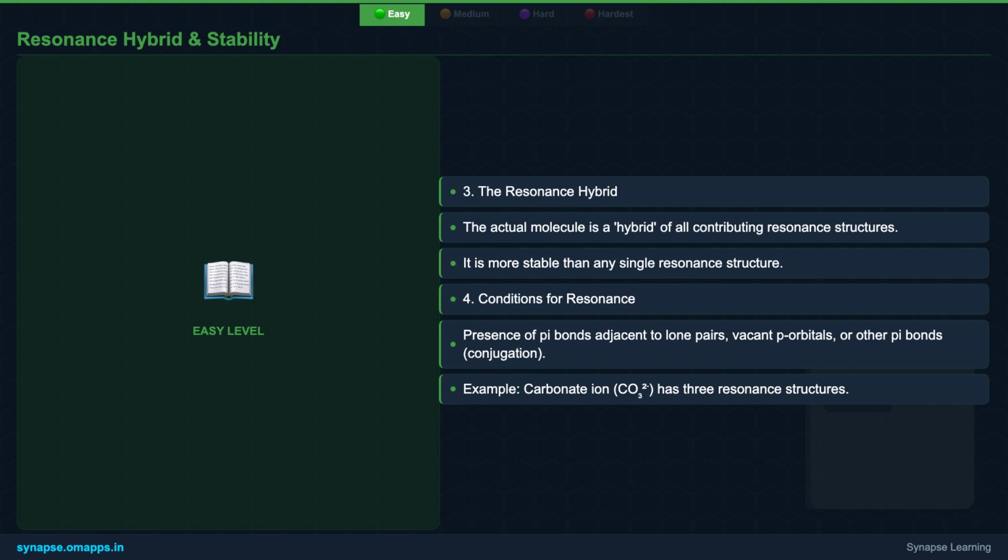For resonance to occur, you need a conjugated system, meaning alternating single and multiple bonds, or a pi bond next to a lone pair or an empty orbital. Take the carbonate ion, for instance, a classic example of resonance.